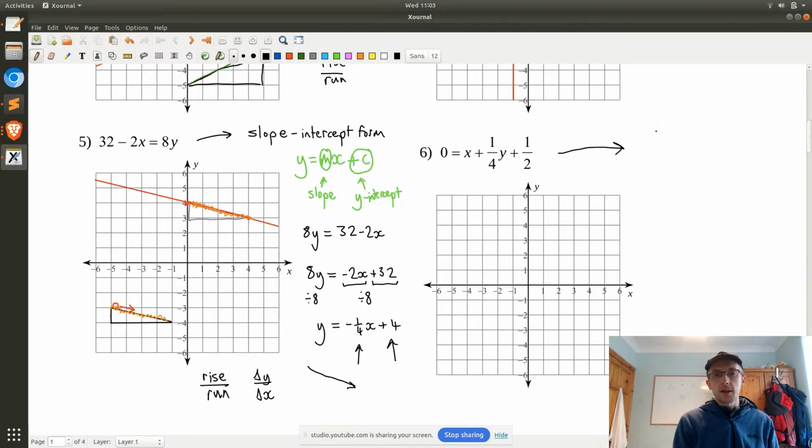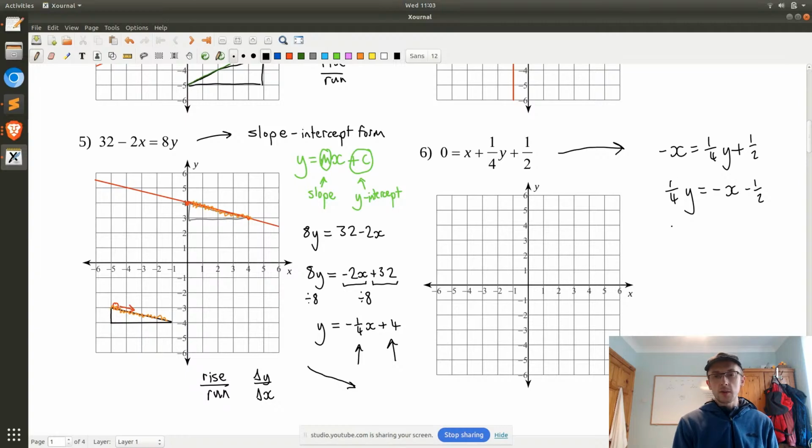What about this problem right here? Okay, we need it in the form y equals mx plus c. How to do that? What we're going to do is we're going to try and get y by itself. So we have to take away x from both sides to begin with. Then we have to take away a half from both sides. So we're going to end up with 1/4 of y equals -x, take away a half.